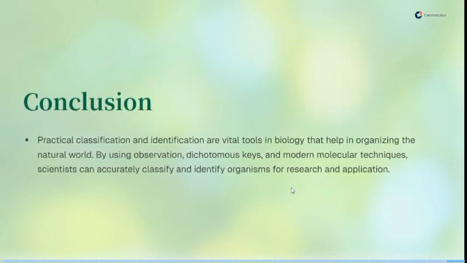In conclusion, practical classification and identification are vital tools in biology that help to organize living organisms in the natural world. By using observations, dichotomous keys, and modern molecular techniques, scientists can accurately classify and identify living organisms for research and application purposes.